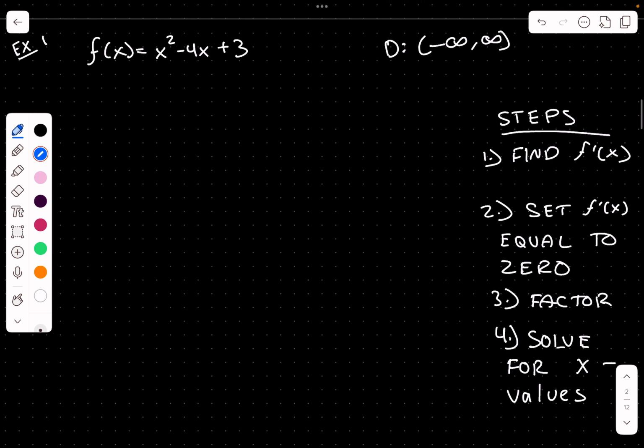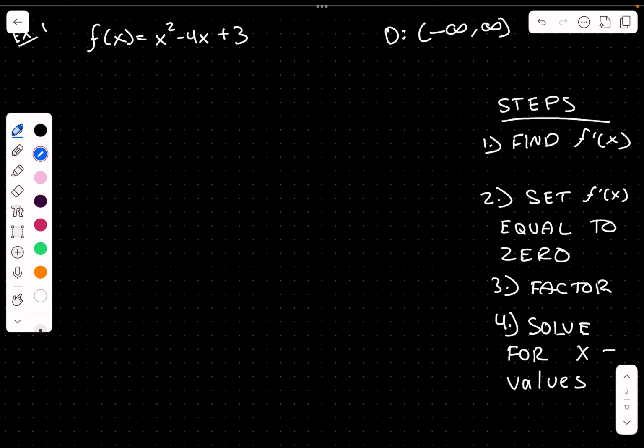So example 1. I'm going to list the domains, but chances are your professor or teacher is not going to tell you what the domain is. They're just going to expect you to know it. In most polynomials, well, all polynomials really, your domain is going to be from negative infinity to positive infinity. So we don't really have to worry about anything. We just have to worry about figuring out what our critical point is.